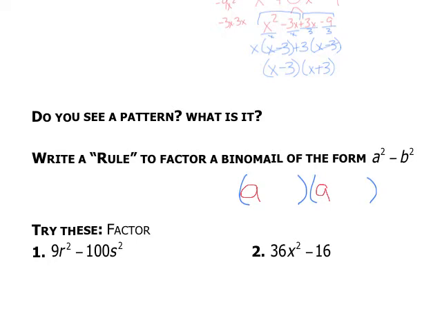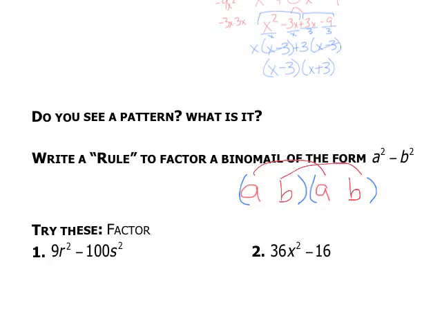What would I have to multiply? So remember, these back two terms are going to give me the last term. So what would I have to multiply together to get b squared? B and b. So we figured out, or we got this, and we got this.